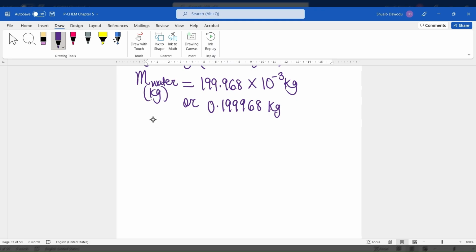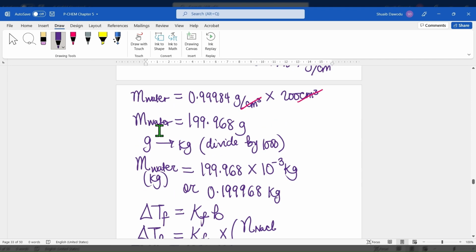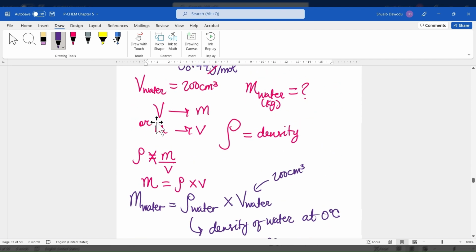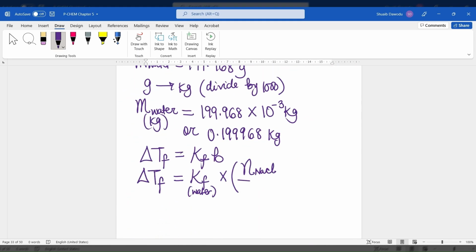So we have the formula change in T sub F is equal to K sub F multiplied by b. In this case, it's simply K sub F, remember, this is for the solvent, so K sub F of water, multiplied by the value for b, which is just the number of moles of NaCl. Remember what I said, molality is number of moles of solute divided by the mass in kilogram of solvent. So divided by mass of water in kilograms.